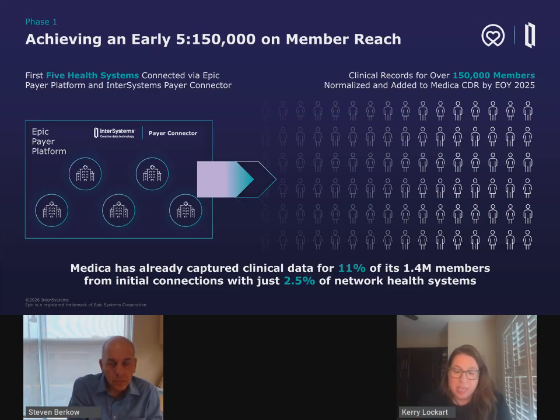We all know that when we kick off big projects like this that are resource intensive and take a lot of time and effort for the plans, it's important to be able to show value. And so this image that you see here is Medica within the first 4 to 6 weeks of turning this solution on. They had connected with 5 provider health systems, and they were smaller systems. They weren't even Medica's big ones.